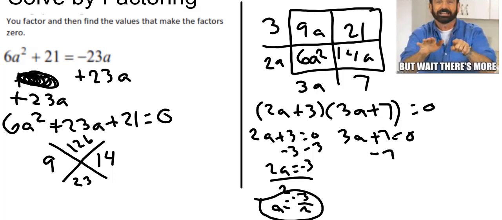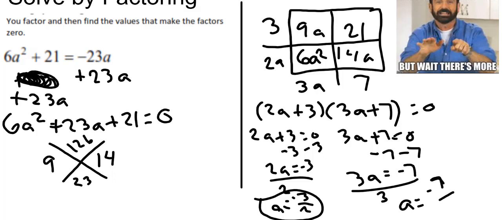And then here we've got to subtract 7 from both sides. So we get 3a equals negative 7. Divide everything by 3, and we get a equals negative 7/3. And that's our other solution. So that's the 2 points where this one crosses the x-axis.